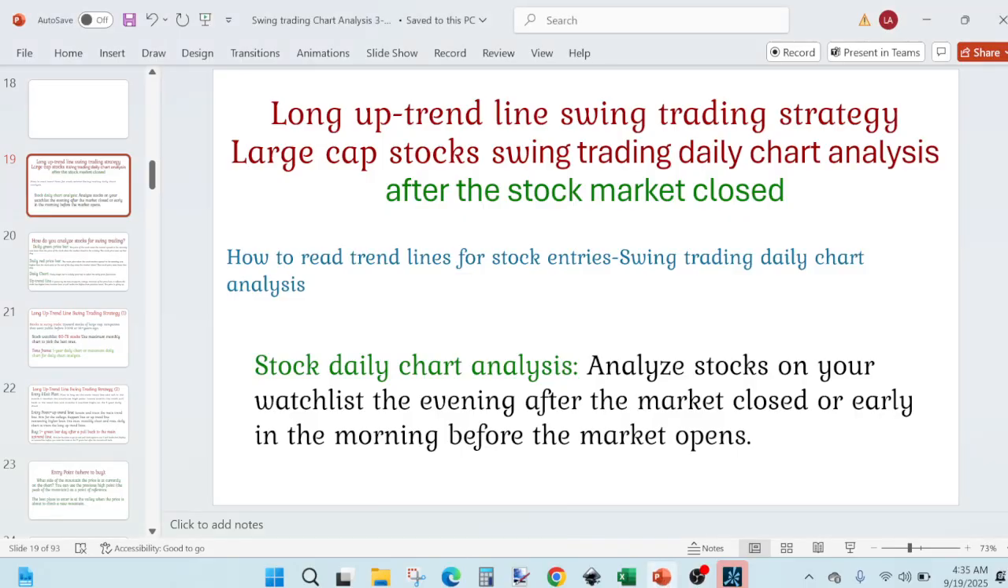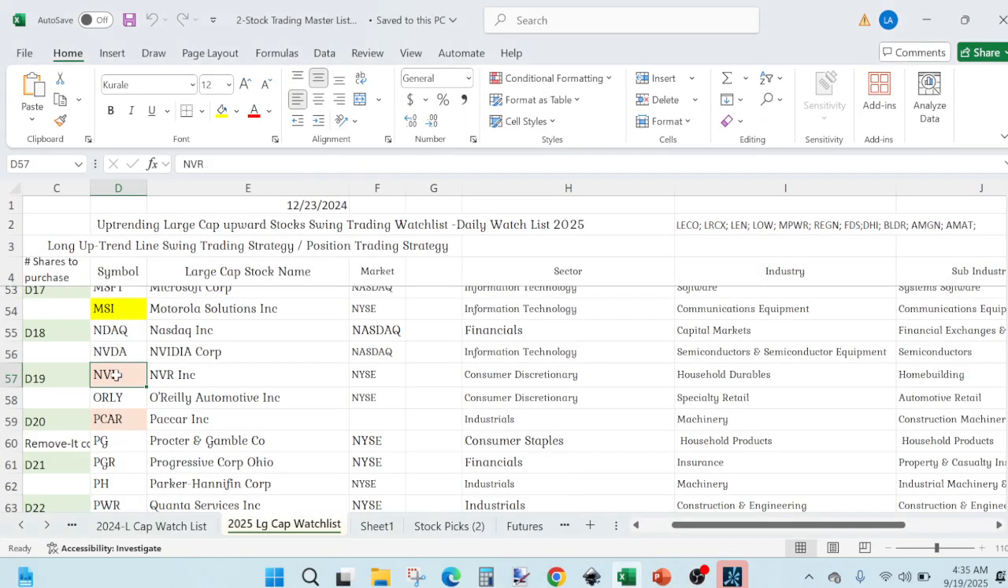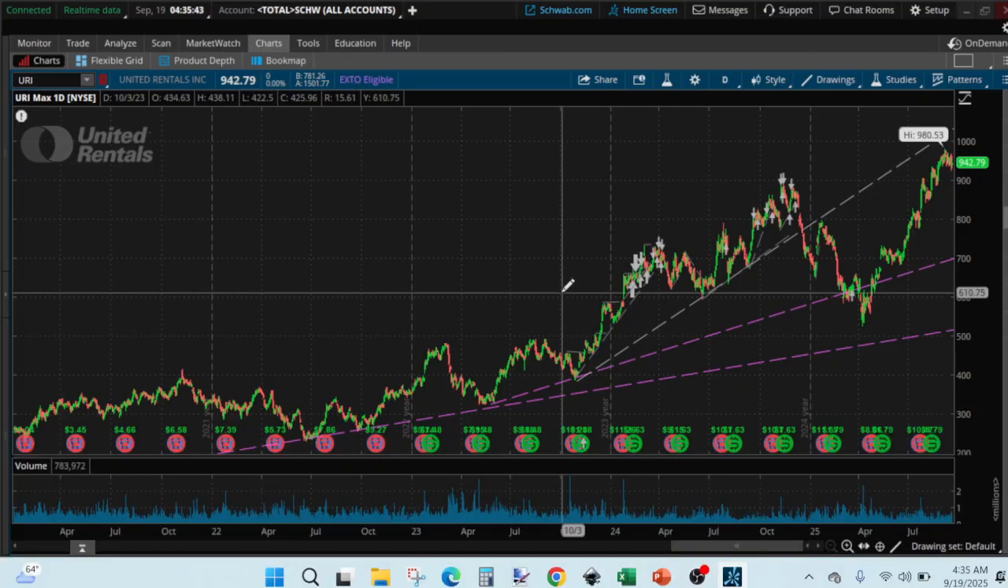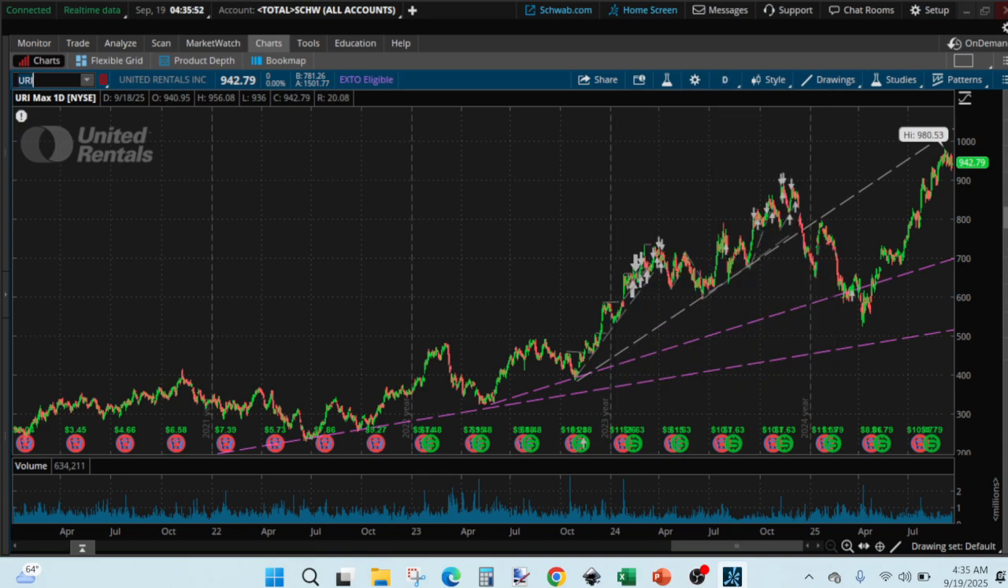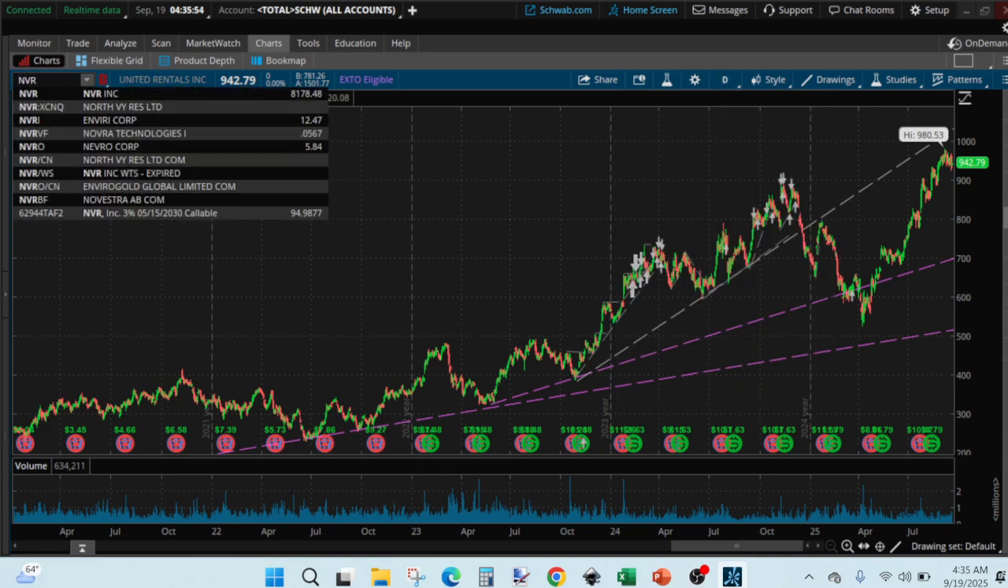Hello, how to read trend lines for stock entries, swing trading, daily chart analysis. We are going to use two stocks here to do that. The first one is going to be NVR. The platform we are using is Thinkorswim, and we are going to use the maximum daily chart for the chart analysis, NVR.